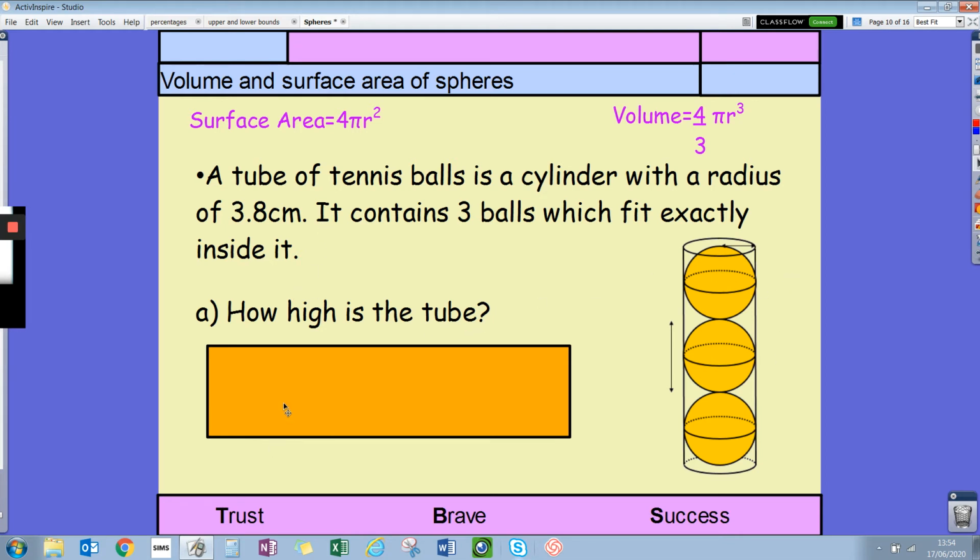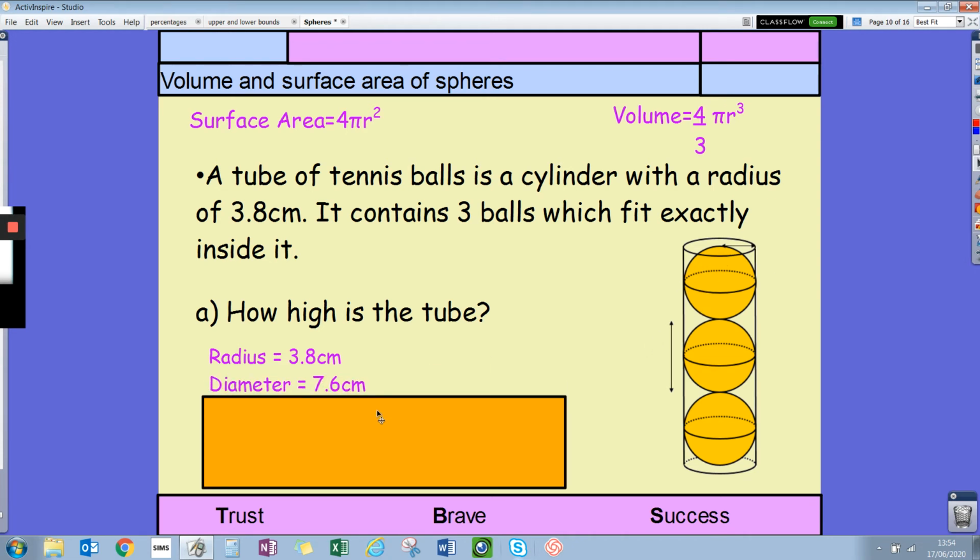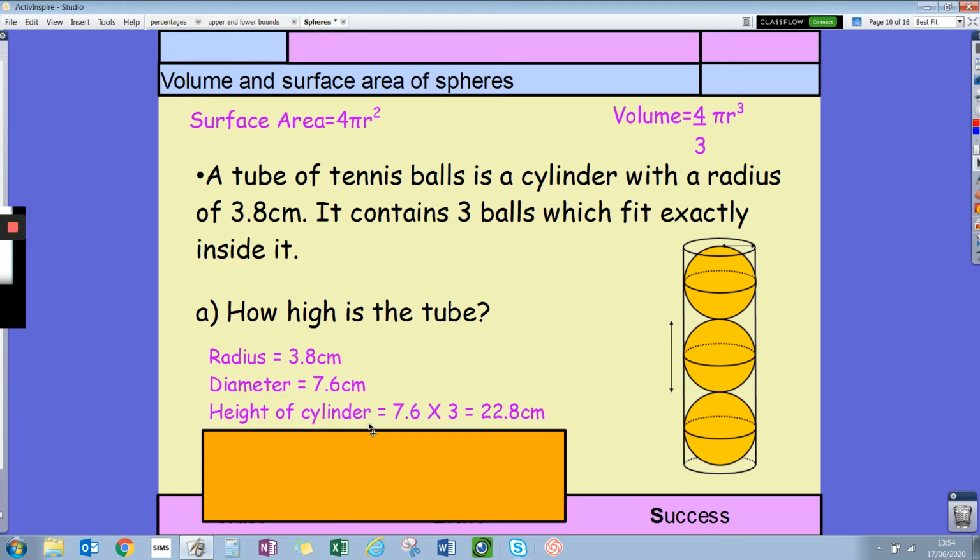So if I know my radius is 3.8, the diameter of my sphere will be double that, which is 7.6. So it could be 7.6 like that, or it could be 7.6 like that. So 7.6, 7.6, and 7.6 gives us the height of the cylinder. So 3 lots of 7.6 is 22.8, which is the height of the cylinder.